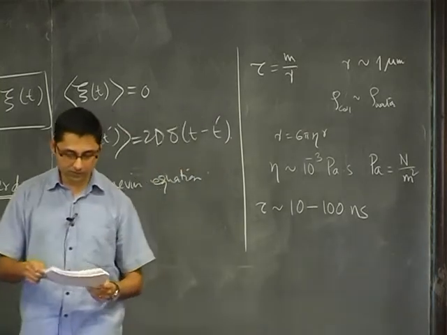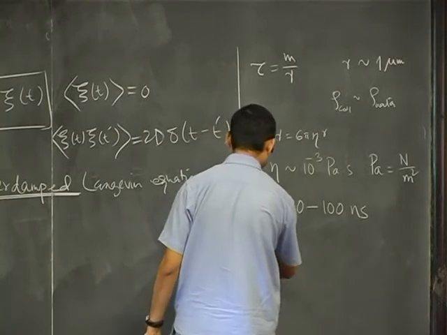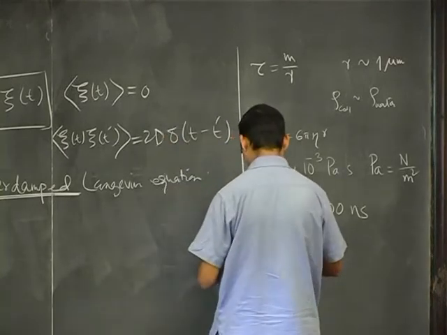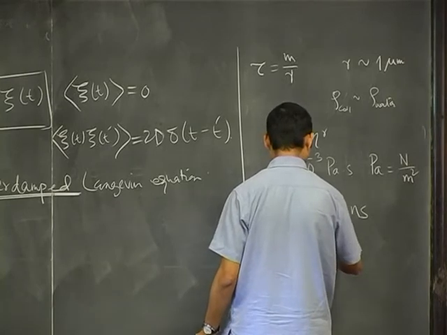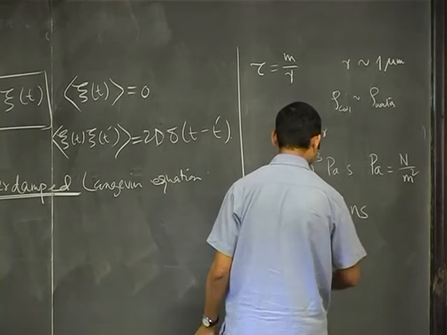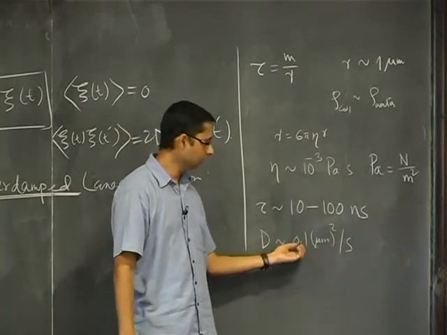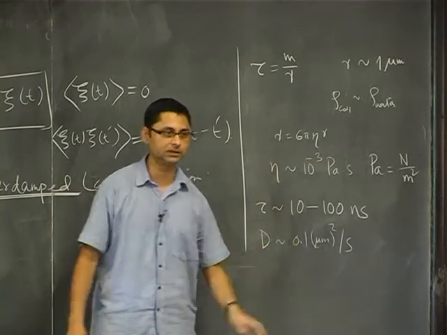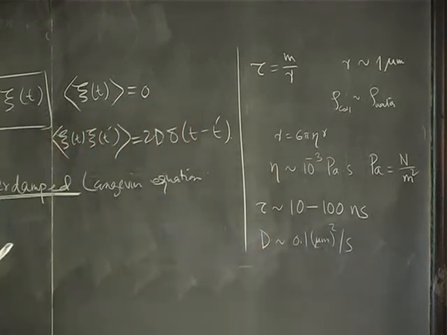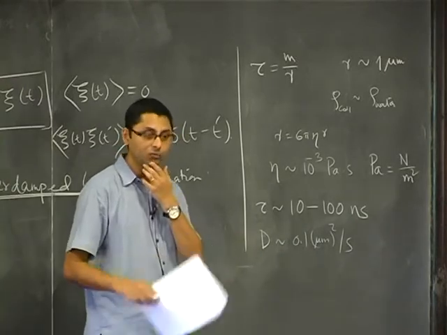So how much will the particle diffuse? You can also calculate the diffusion coefficient. The diffusion coefficient will be about, let's say, roughly 1, it might go up by a factor of 10, or it might go down by a factor of 10, up to that. So with this diffusion coefficient, how much will the particle move in 1 microsecond?